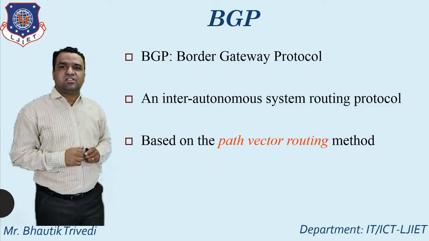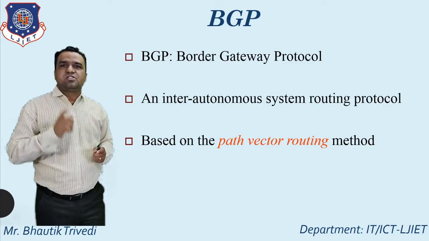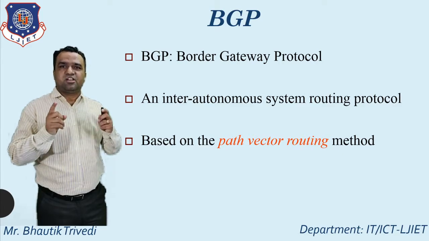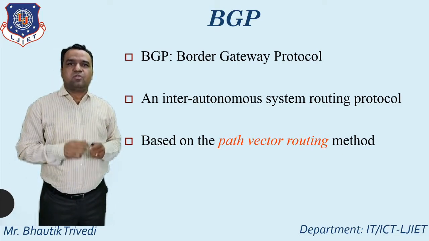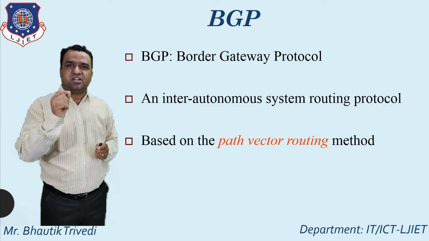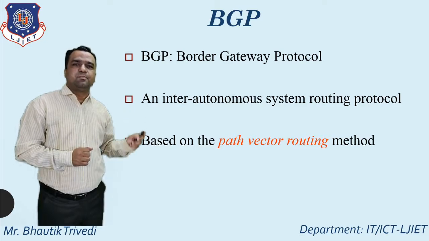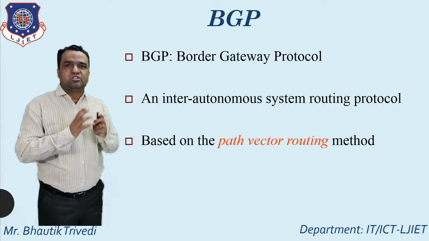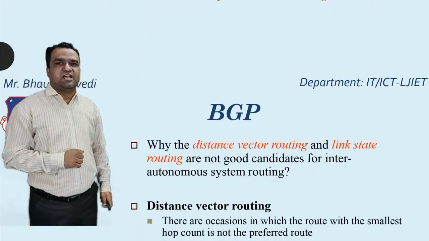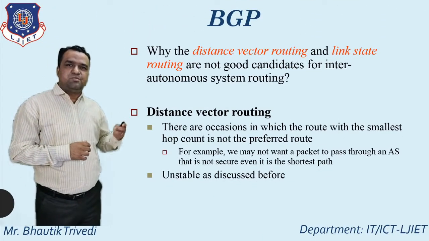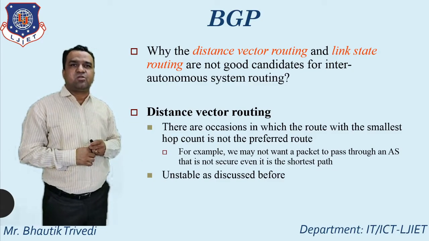Here you must remember one thing. RIP generally supports distance vector routing. OSPF generally supports link state routing, and BGP generally supports path vector routing. So that is regarding the concept of BGP. BGP does not use distance vector, and it does not use link state routing.